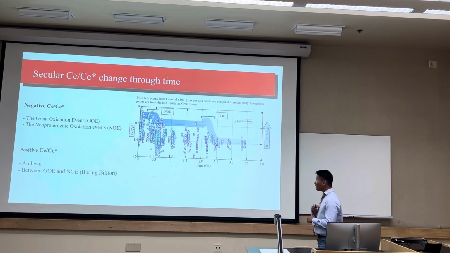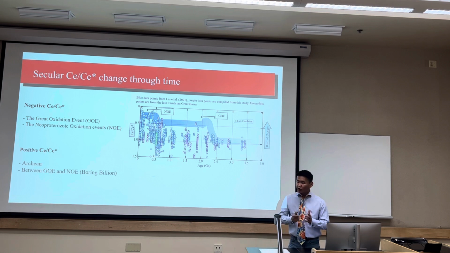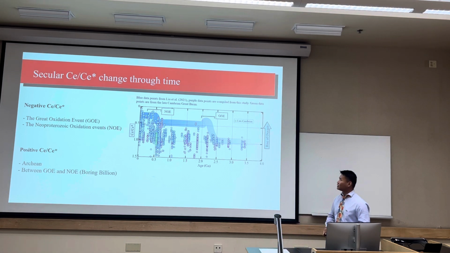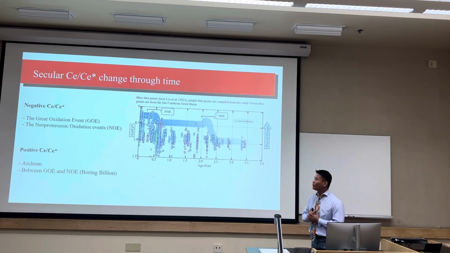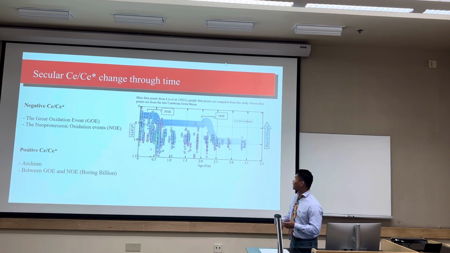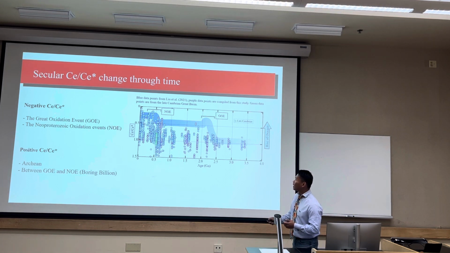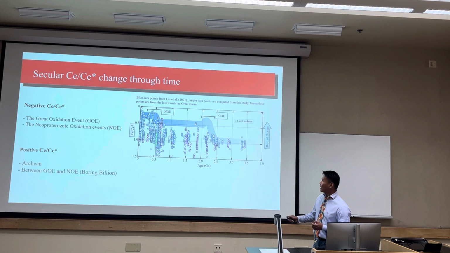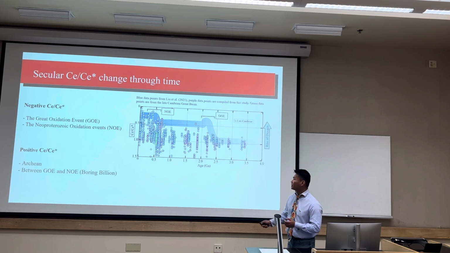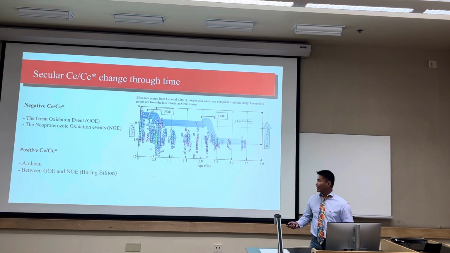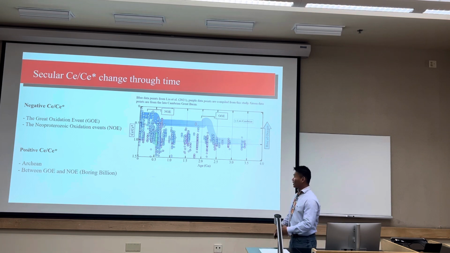So I also compiled data from 3.5 billion years to today to look at the cerium anomaly change through time, together with the data from Liu et al. 2021. Here you can see negative cerium anomaly is usually documented around the oxidation events. At the Great Oxidation Event you see a spike here, and at the Neoproterozoic oxidation event you see this really negative cerium anomaly. But the positive cerium anomaly is usually documented at very anoxic conditions, like the Archean, and also between these two periods. So with anoxic condition, you have high positive cerium anomaly.